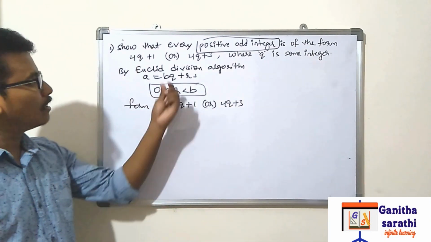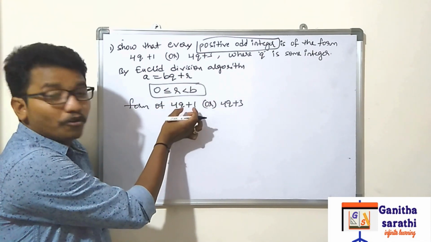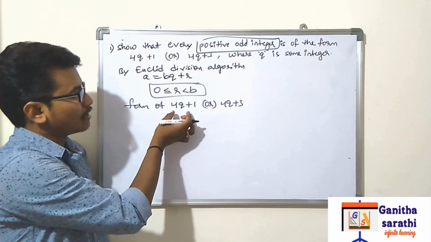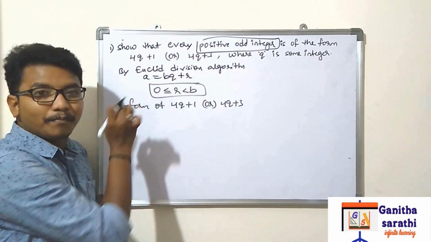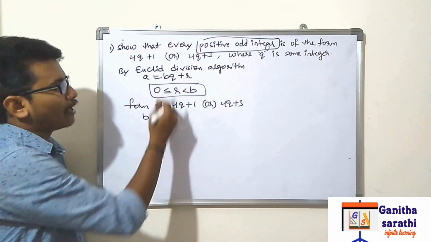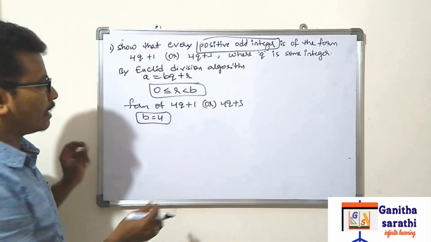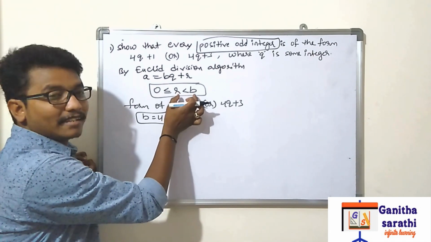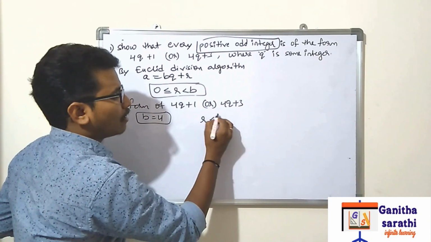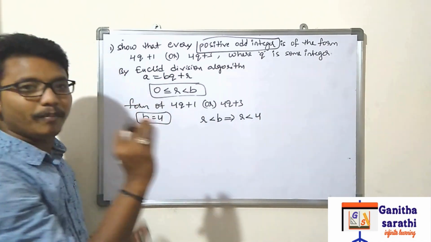Now see here, we don't know the A value or the B value. See the form: 4q plus 1 means BQ plus R. Can you compare these? By comparing, what is the B value? The B value is 4. Leave the R value. Now see the condition: R should be less than B, and the B value is 4, so R should be less than 4.